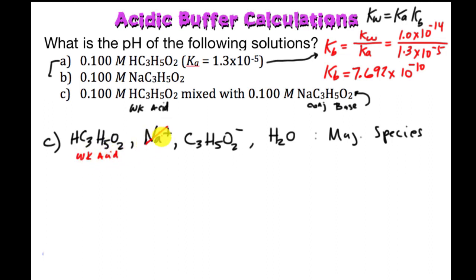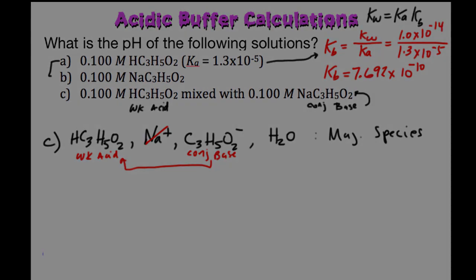Okay, sodium ions, I just train myself to ignore them. What I have here is the conjugate base of that weak acid, and that's my indicator that I have a buffer, and then water. Now water isn't going to do anything here because the water only really gets in the reaction between, I mean, I'll show you. I'll show you what I'm talking about.